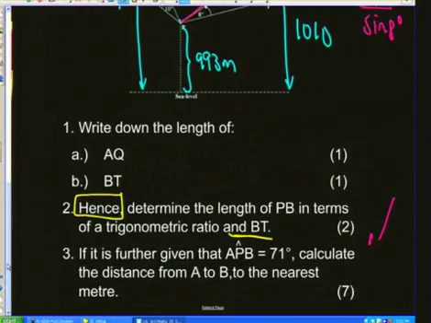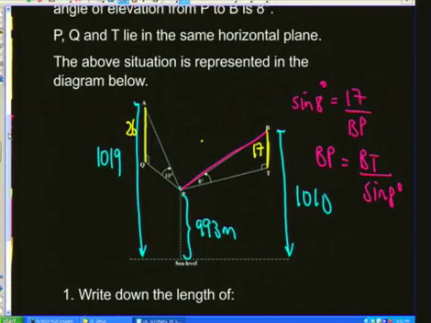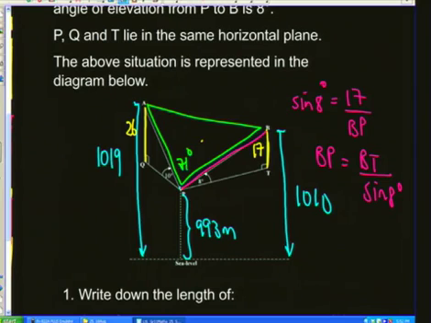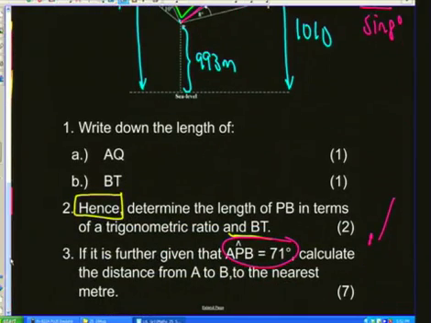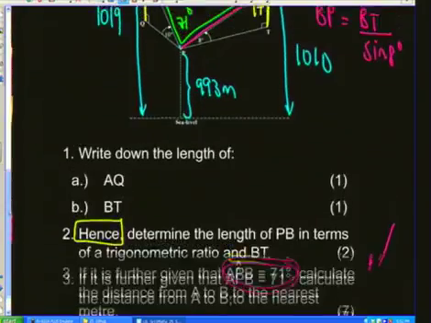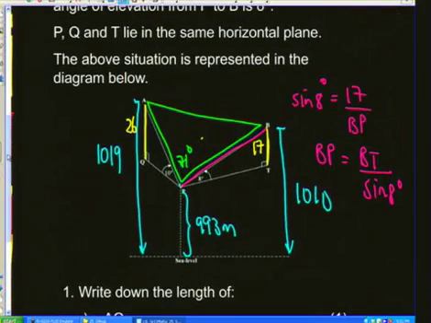further information. And then if it is further given that APB is 71, so where's APB? Now you've got to really imagine that you're working in this plane here, and that this APB is 71 in this green triangle. Okay, then calculate the distance from A to B to the nearest meter. So we would like to find out what that distance is. Now, I know from the previous question that I will be able to work out what BP is. So I'll be able to work out that length. Similarly, in this triangle, I'll be able to work out this length.